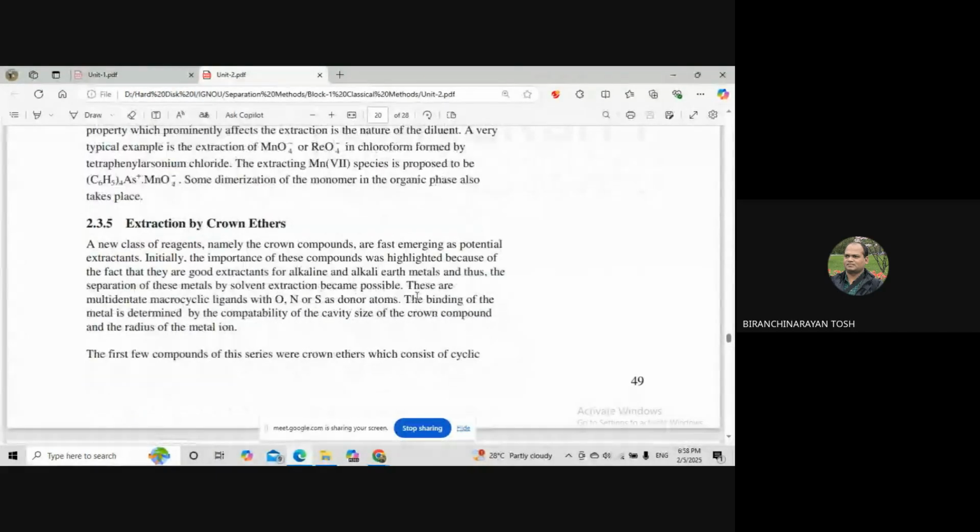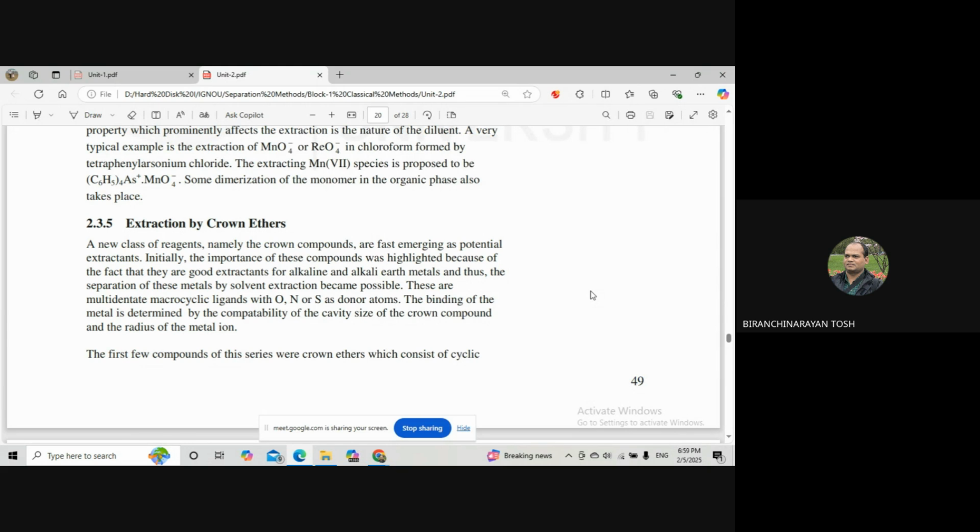Then the extraction by crown ethers is a new class of reagents. Crown compounds are first emerging as potential extractants. Initially, the importance of these compounds was highlighted because they are good extractants for alkali metals and alkaline earth metals. And thus, the separation of these metals by solvent extraction becomes possible.